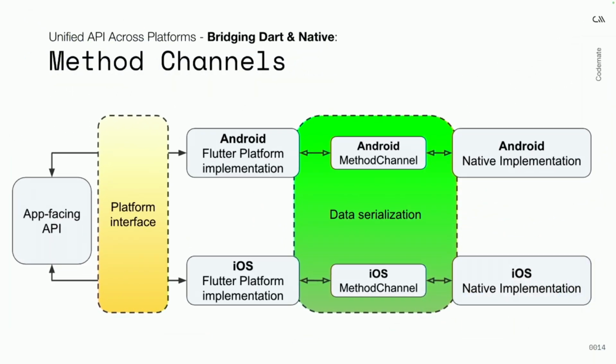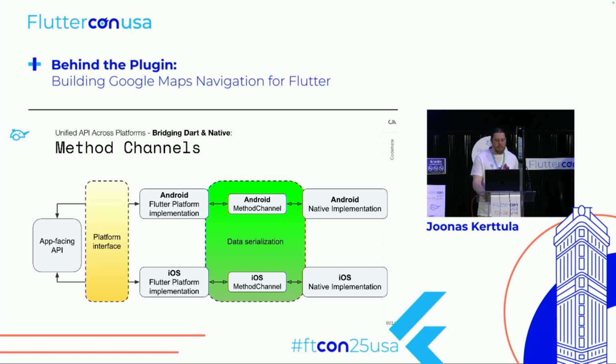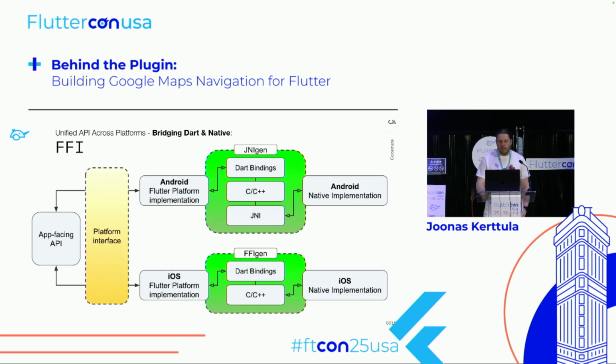So there's the app-facing API, then there's a platform interface, which is the same interface for the app-facing API for all platforms. And then there are Android and iOS implementations for that interface. And under that, there's native communication. One way to do that is using method channels, which means that there has to be data serialization between the native and Dart implementation. And the other choice was FFI, which uses JNIgen and FFIgen to generate those layers.